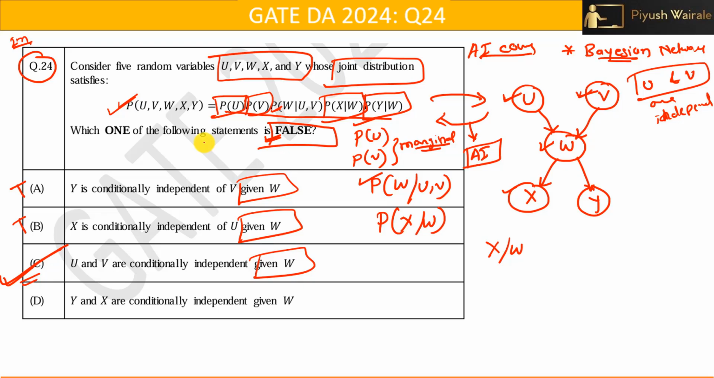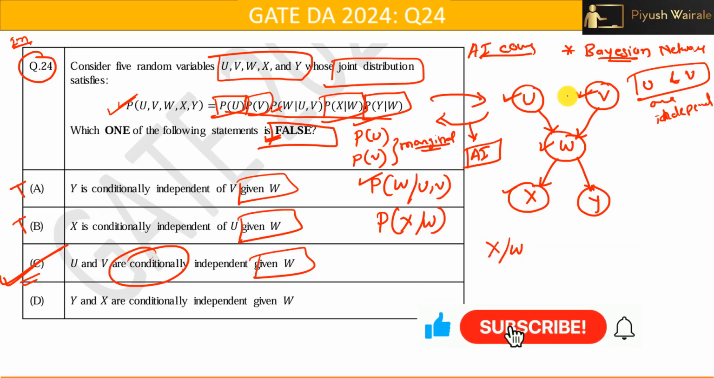Because W is influenced by both U and V. If the sentence mentioned that U and V are independent, then that would be correct. But here we are saying U and V are conditionally independent given W, and that is not correct. U and V are independent variables, that is correct, but they are not conditionally independent given W. What this statement is saying is that the influence of U and V is not there on W, but that is not true. That's why option C is the answer, the false statement.